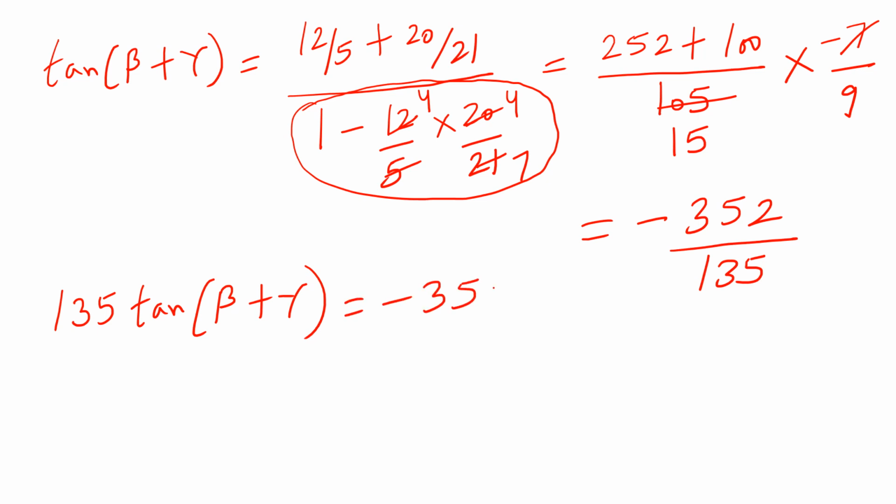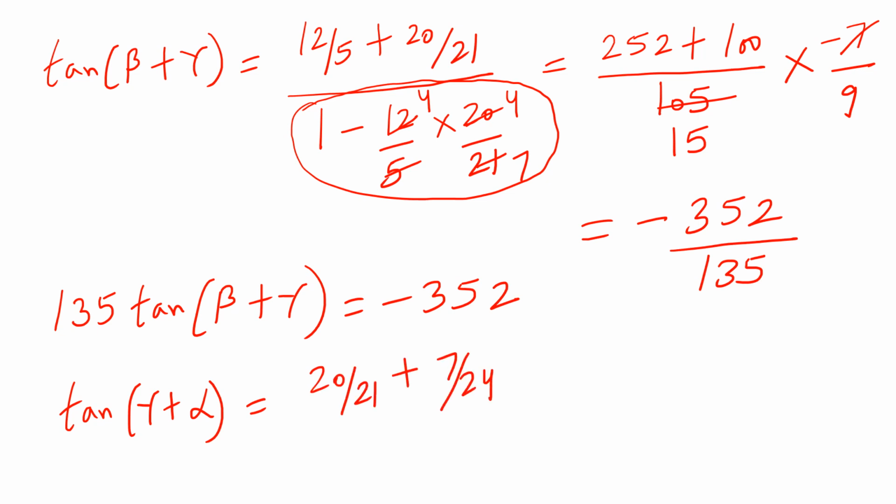Right? Now students, we move towards the last expression, and that is 1092 into tan of gamma plus alpha. Now tan of gamma plus alpha is tan gamma plus tan alpha divided upon 1 minus tan gamma into tan alpha. So this becomes 20 upon 21 plus 7 upon 24 divided upon 1 minus 20 upon 21 into 7 upon 24.